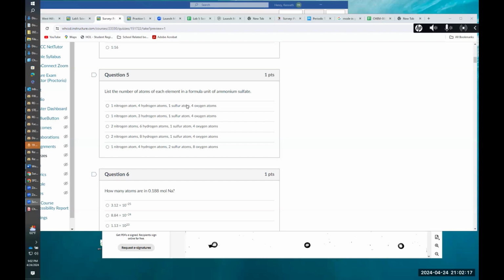Okay, so where are we at? Question number 5. List the number of atoms of each element in the formula unit of ammonium sulfate. What is the chemical formula for ammonium sulfate?